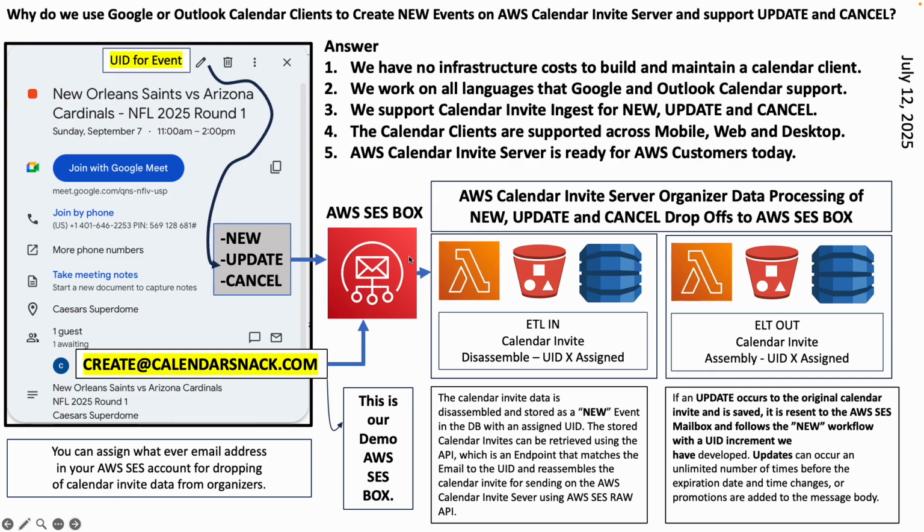Then if an update occurs on the calendar client itself, we actually follow this same process. We disassemble it, we store it, and then when it's called out using our API number one that matches the calendar invite UID to an email address, we send it out accordingly, and on the fly, that data is resent to anybody that has received a calendar invite downstream. We can do this an unlimited number of times, setting up a concept for calendar invite marketing.